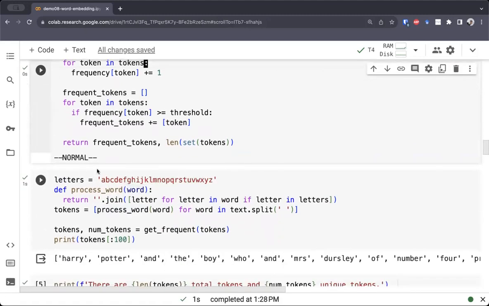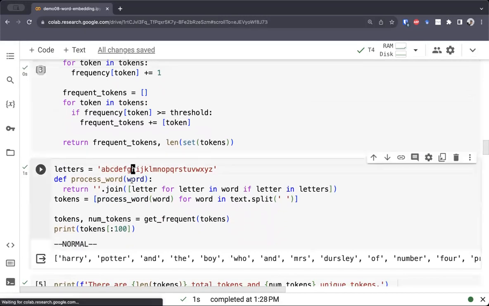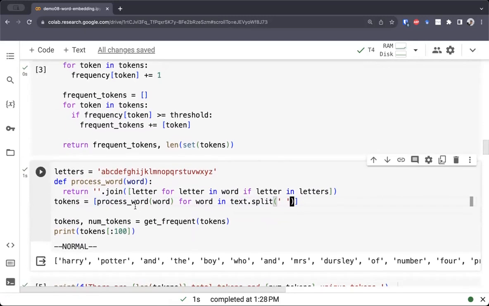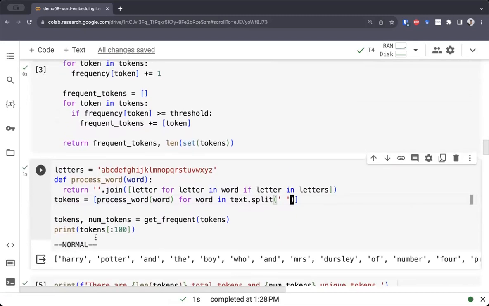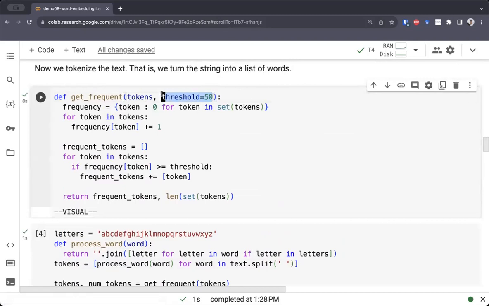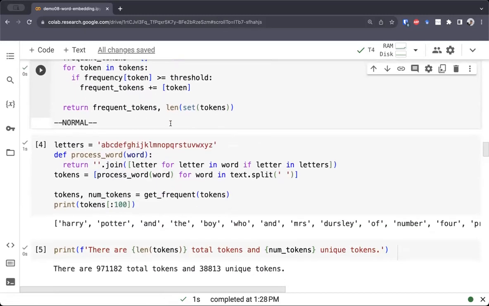The first thing we're going to do is process it so we only care about letters. We get rid of all apostrophes and exclamation marks and question marks, etc. So we're only left with lowercase letters. And we do that for each one of the things that we split in this text. Once we do this, we only get the words that appear frequently. So we want them to appear, in this case, at least 50 times. If they appear 50 times, then we say that's frequent enough that we want to learn some embedding for them.